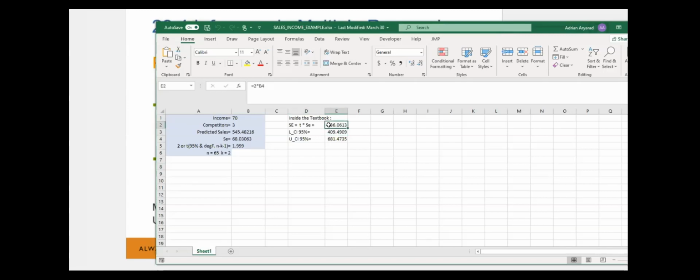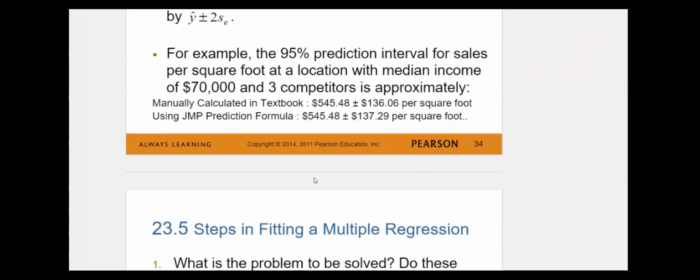So you can see the 136 is 2 times the standard error. And the confidence level upper is 545, 1 time minus B5 times the standard error, and 1 time plus. So that's the average plus minus 2 times the standard error. Okay, so those numbers are calculated.